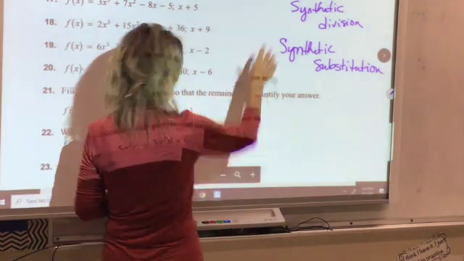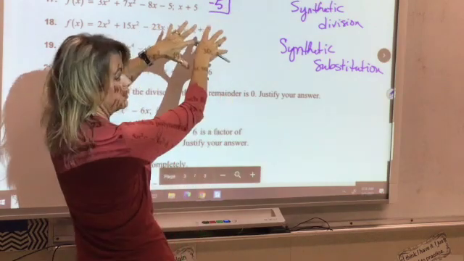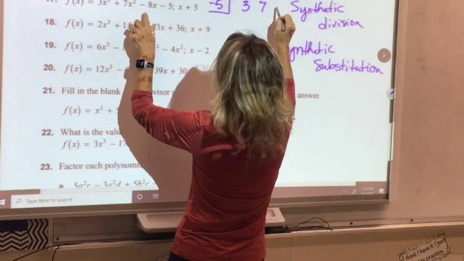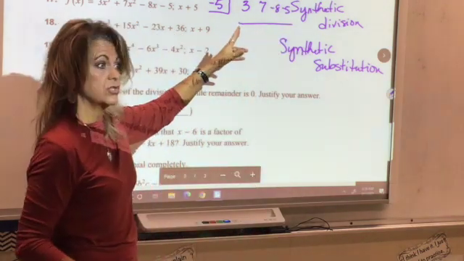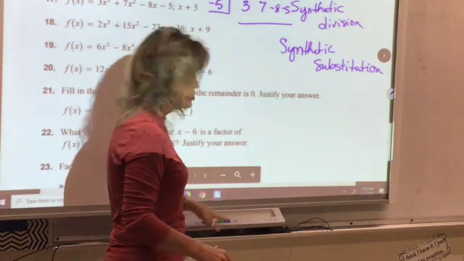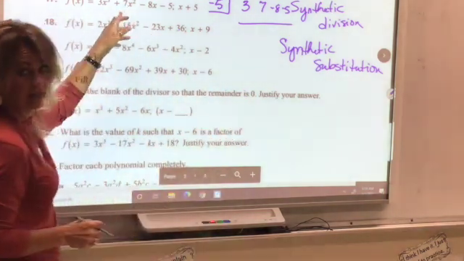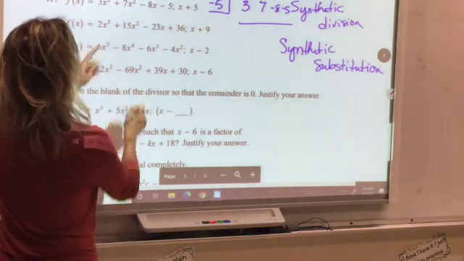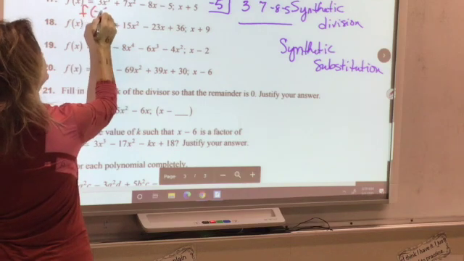Now, if I use synthetic division, I would take a -5 in my little box. I would list them 3, 7, -8, -5, and I'd do it that way. That's synthetic division. Synthetic substitution is exactly right. I would plug it in, but what am I plugging in? It's going to be like the opposite. You're going to put in -5. I would find f of -5.